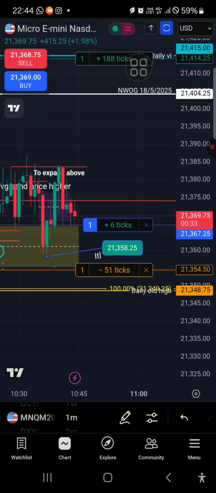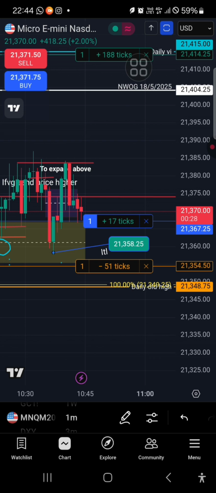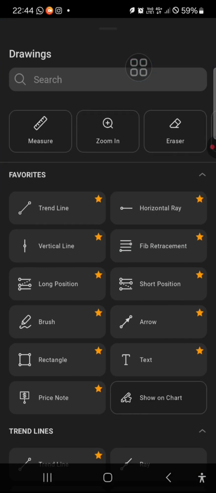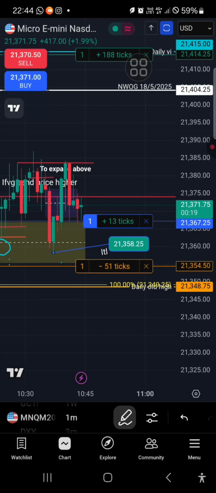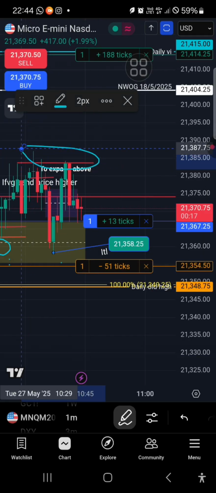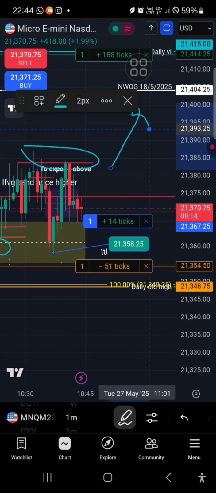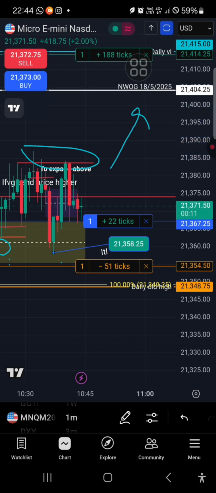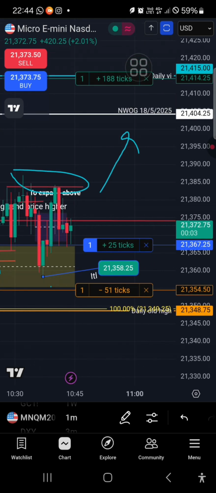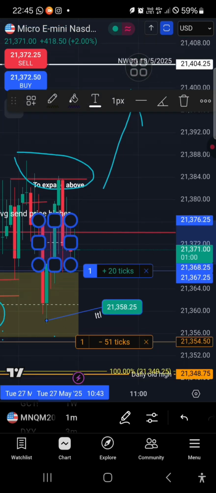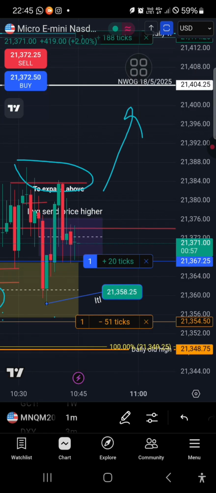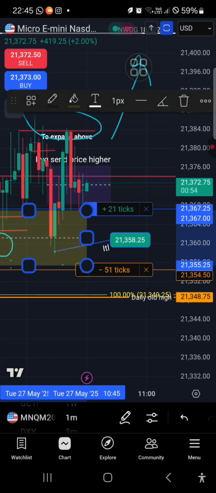No rush. There's still time till the 10:50 AM macro. For the 10:50 AM macro, I'm expecting price to blow out this high and then expand higher. That's the whole thing. Blow out the high and expand higher. Look, the bodies are still being held by this AB, and then we are staying above this BC.